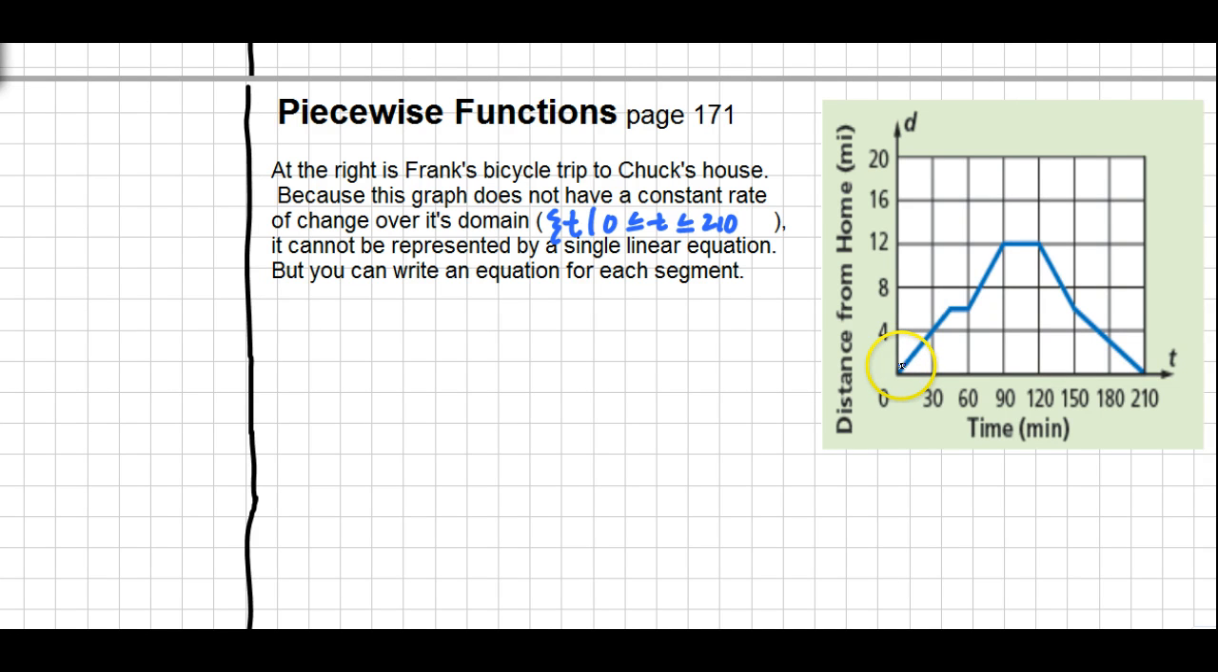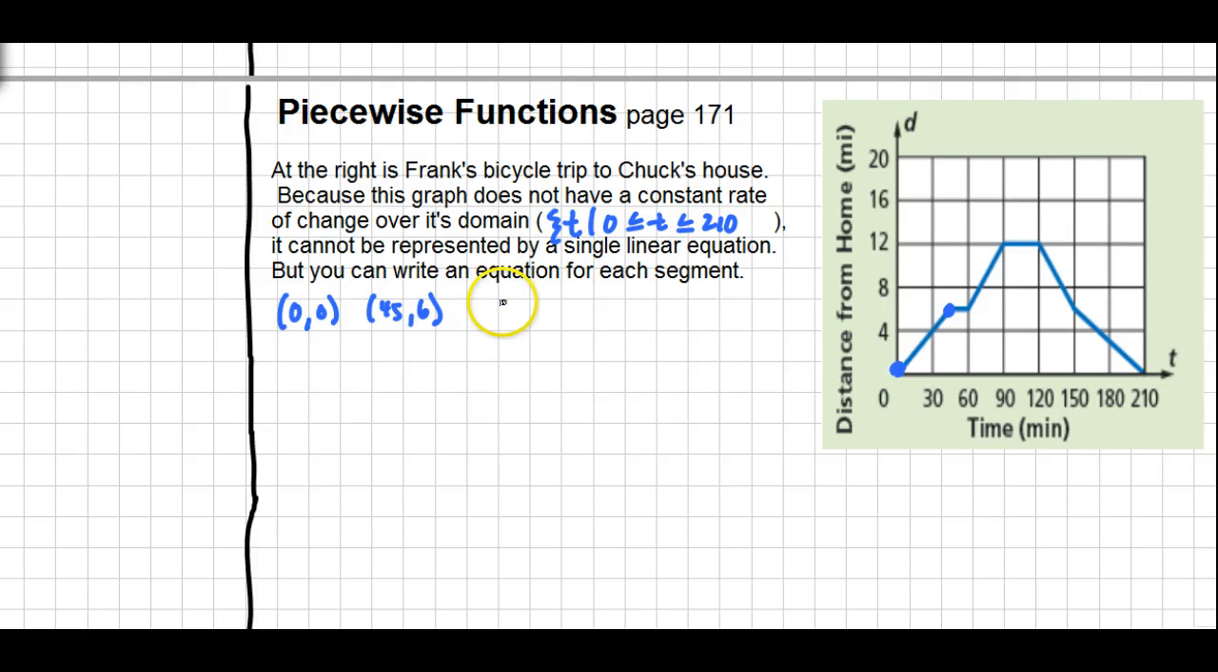So let's take the first segment. The first segment starts at 0, 0 and goes to, well, it looks like between 30 and 60. So halfway between 30 and 60 would be 45. And then vertically we're halfway between 4 and 8, so that would be 6. So our first segment is in between 0, 0 and 45, 6. So let's go ahead and find an equation for the line between those 2 points.